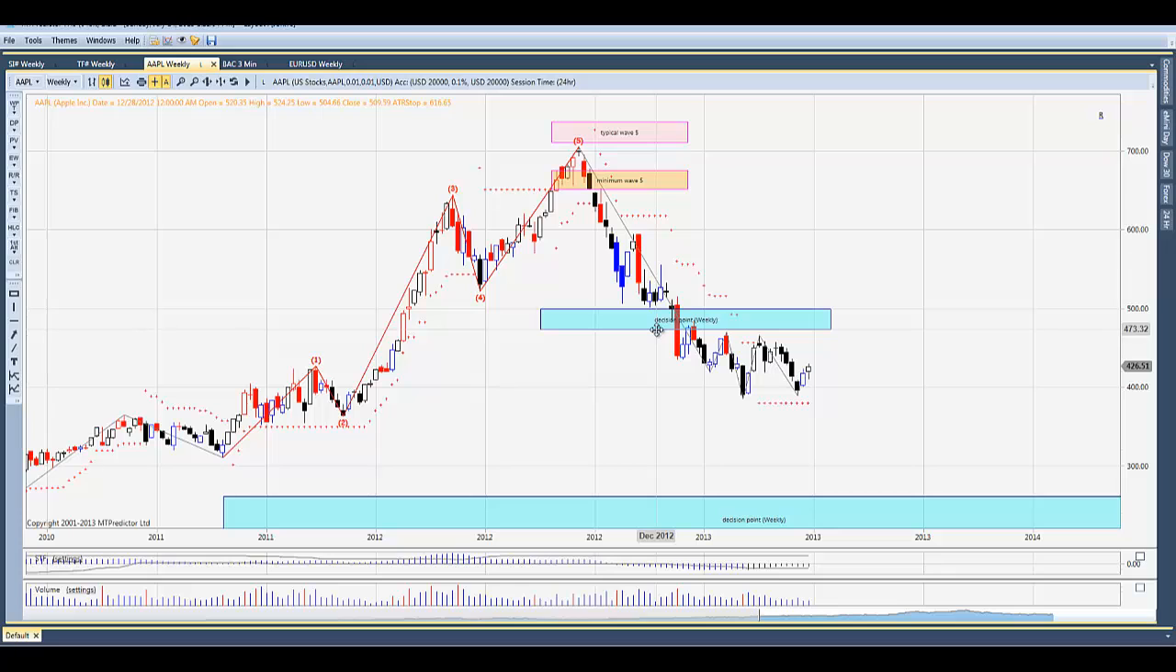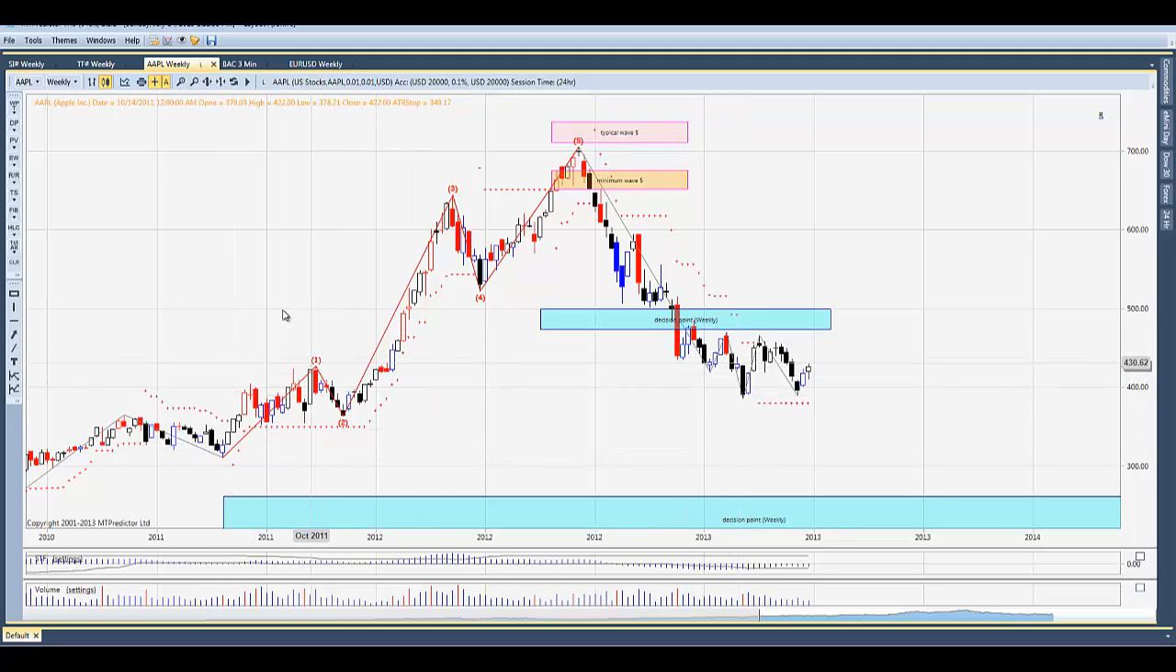The patterns and the analysis are exactly the same, but it broke below this $475 to $500 decision point level. We got a close below that level. That low did get taken out. That points us to further downside. Well, we did get further downside. It kind of double bottomed here, but the tendency, if they take this level out again, is we go back to wave 1.